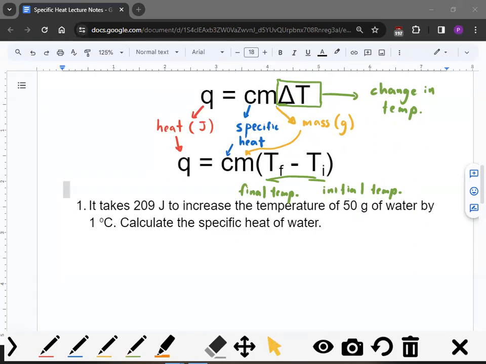All right, so let's take a look at number one. First thing we're going to do is just look at the numbers. It says it takes 209 joules. So I'm going to pause right there. Now, if you have joules, which one of these variables is represented by joules? Yeah, Q, heat. So let's write on our paper. Q is going to equal 209 joules. Okay, Q is 209 joules.